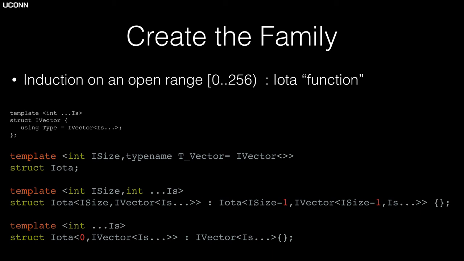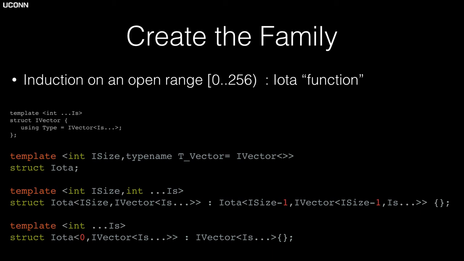Now, when does this stop? Like factorial, when you hit the base case of the induction. Yes, it's recursive, right? So this last stanza is iota 0, just like factorial before. That's the base case of my induction. I still receive a parameter pack. Iota 0 receives an I vector, and it inherits directly from I vector, and I extend my parameter pack. I'm done.